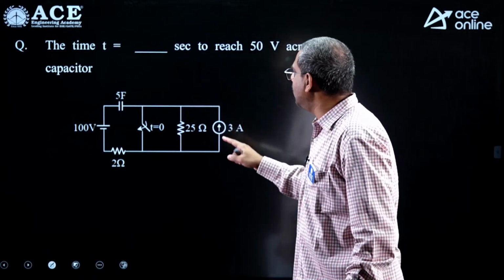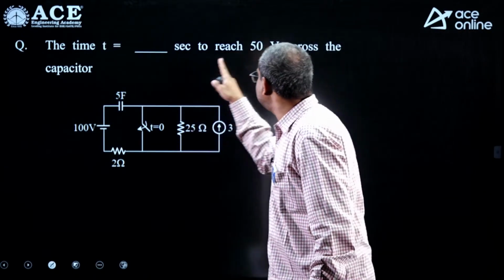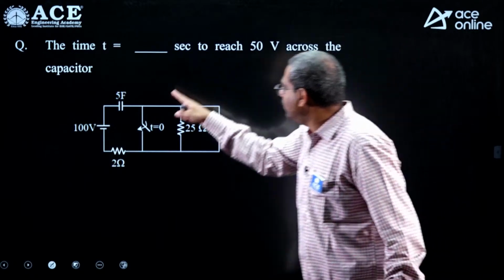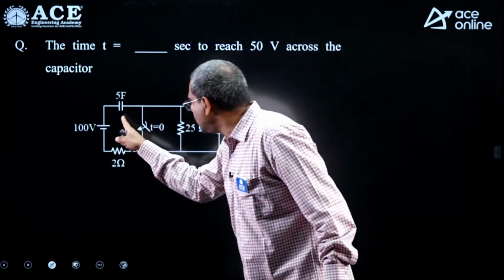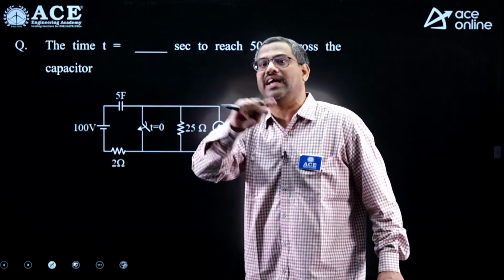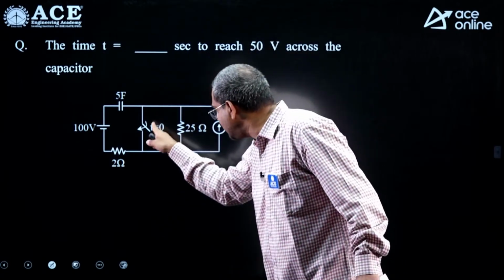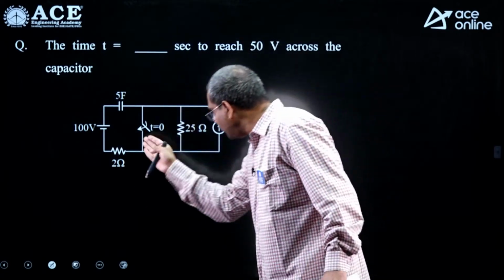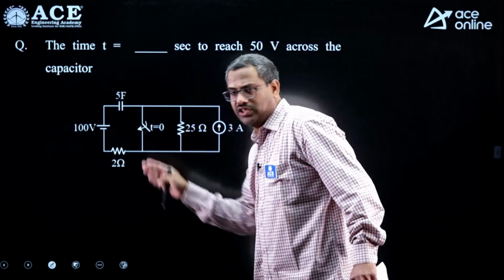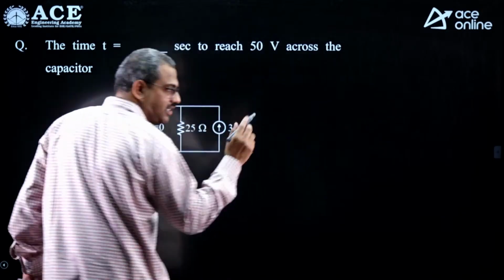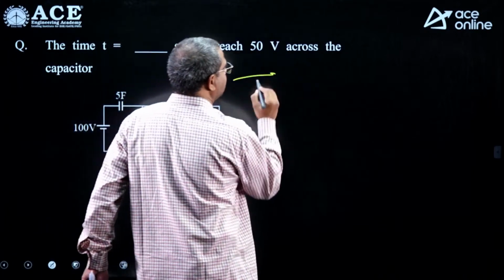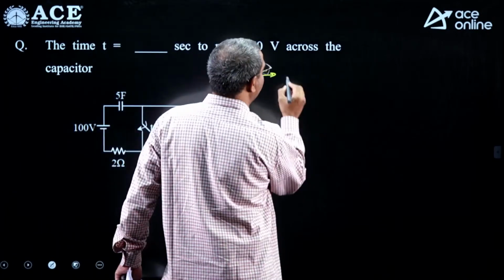See this question here. At what time t seconds will the voltage reach 50 volts, it is asking. So the voltage across the capacitor reaches 50 volts at what time? But it is a transient where the switch is closing at t equal to 0. So from that time we have to calculate, from the instant the switch is closing, at what time this reaches 50 volts. Now sir, this is clearly a first order step response. Yes, step response of first order RC circuits, and the state variable is the voltage across the capacitor.